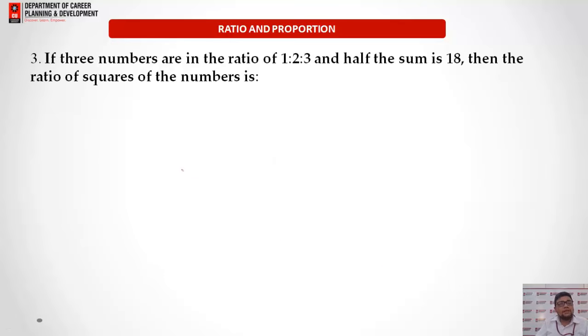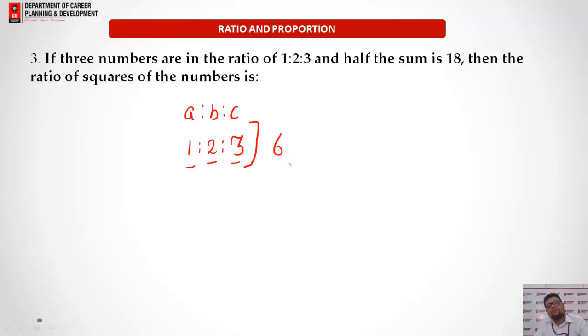Next question is, if 3 numbers are in the ratio of 1:2:3 and half the sum is 18, then find the ratio of the squares of the numbers. Okay, you have to find the ratio of the squares of the numbers. So A is to B is to C is given to you as 1:2:3. So the total parts is how much? 3 plus 2 plus 1. Total is how much? 6 parts.